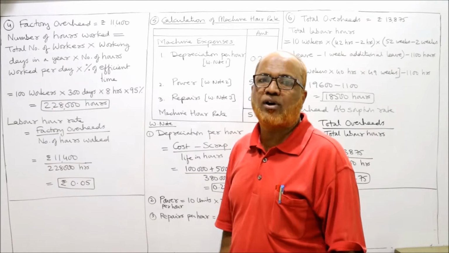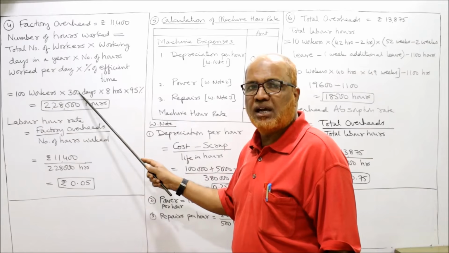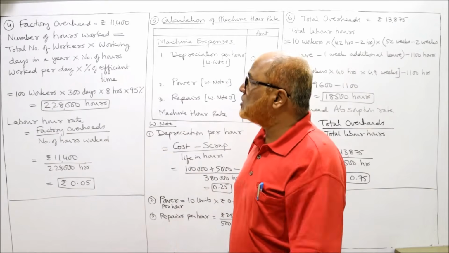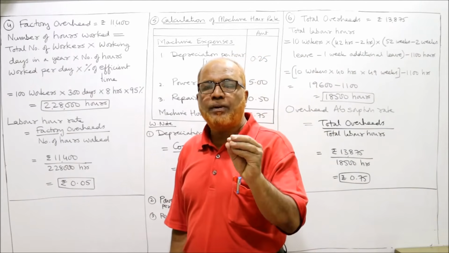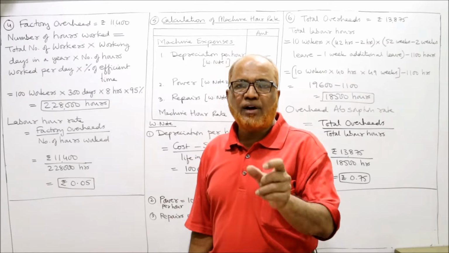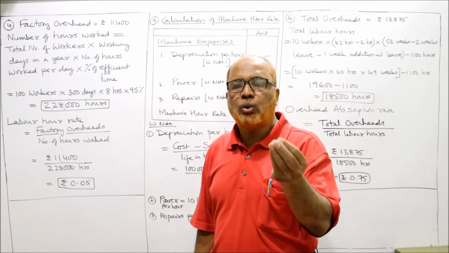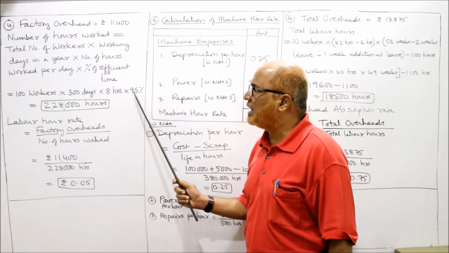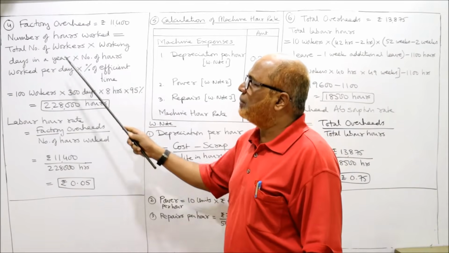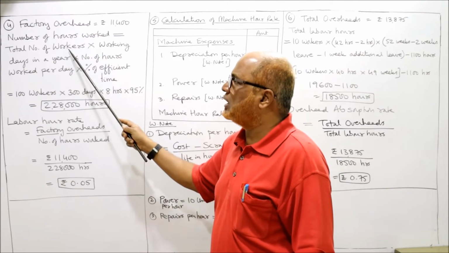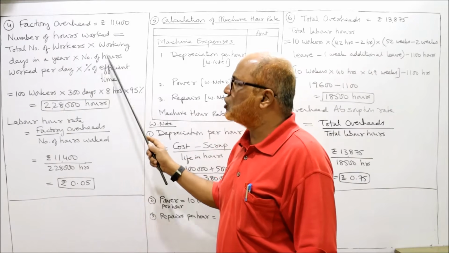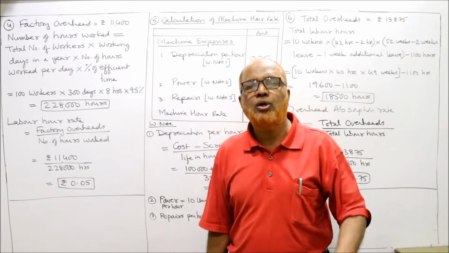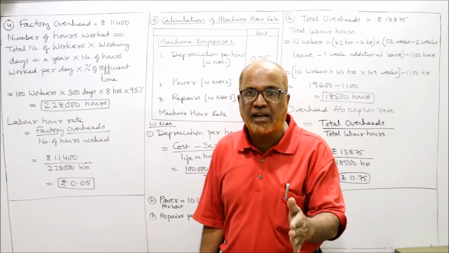Every day the worker is working for 8 hours. So 100 workers, 300 days into 8 hours, into percentage of efficient time. See here, 5% is the idle time. So out of the 100%, 5% is idle time. So effectively they are working only for 95%. 95% is the efficient time, right? So number of workers hours worked is equal to total number of workers into working days in a year into number of hours worked per day into percentage of efficient time. If you multiply this, you will get total number of labor hours worked in a year.